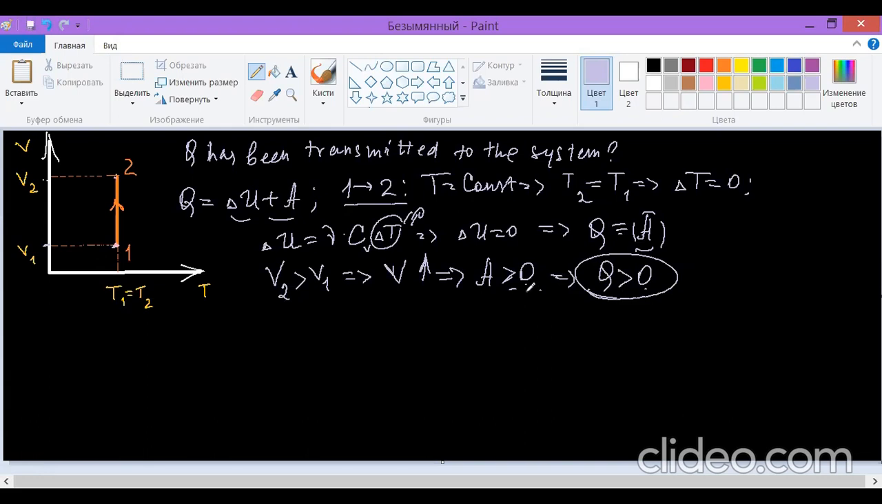What does it mean? It means that some heat has been transmitted to the system. This is the answer to this question.